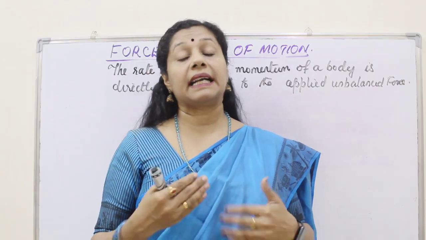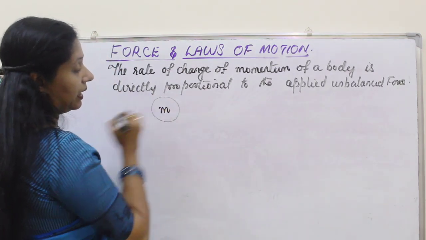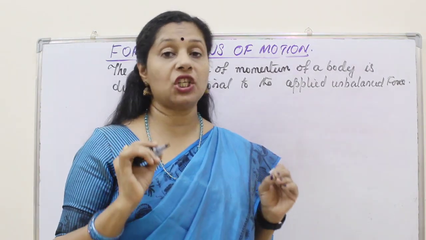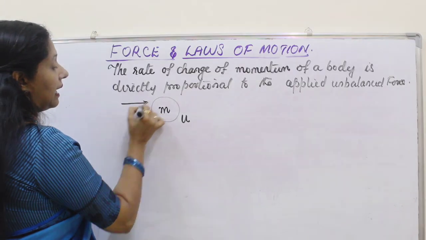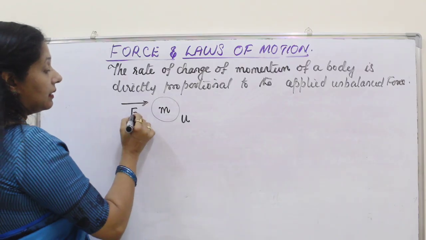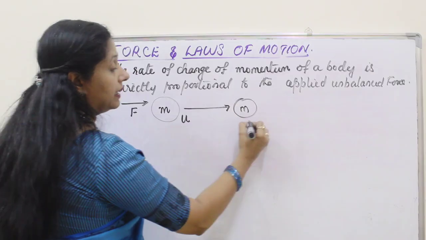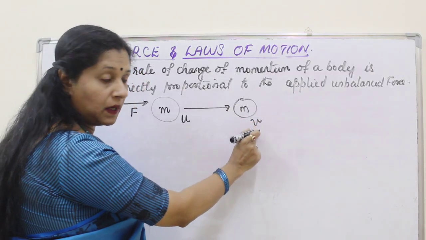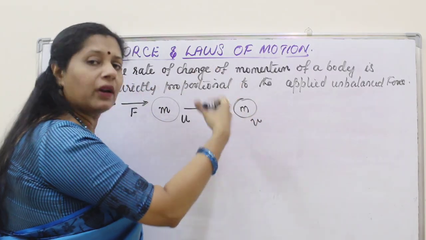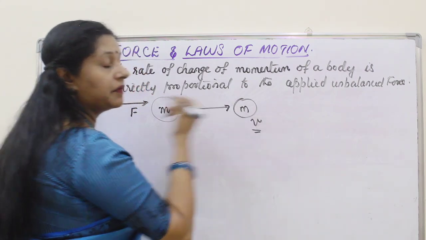Okay. So now let's see rate of change of momentum. For that, consider a body of mass m. It is moving with an initial velocity u. We usually take u as the initial velocity. Then we apply an unbalanced force, because only with unbalanced force can we change the uniform motion. So from u, the velocity turns into v. We applied a force and increased it to v or decreased it to v, we do not know. So u is the initial velocity, v is the final velocity.